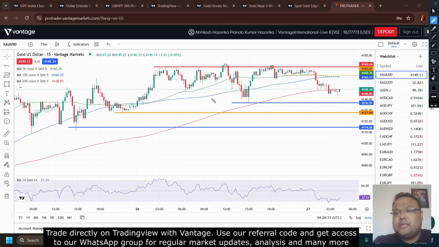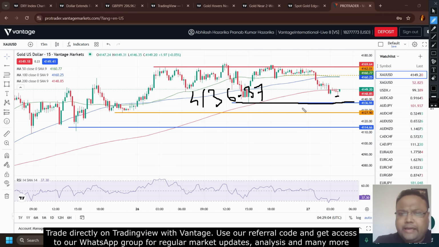Right now, the next support on the chart of gold is around 4136, 4137. Observe the market, this blue line here. If the market takes support, we can look for a buy position, but as the market has already taken support around this area, the chances of it taking support around 4136, 4137 are less, because I have seen hundreds of times that whenever the market bounces just above the support, it doesn't work. So chances are very low that 4136, 4137 will work.